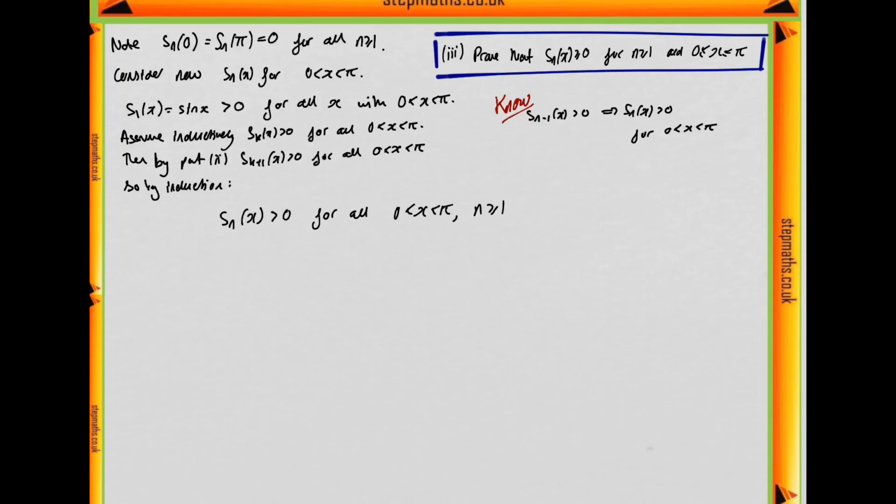Since we know it's true for n equals 1, then by induction we arrive at the result that Sn of x is greater than 0 for all 0 less than x less than pi and n greater than or equal to 1. So if we just put in the fact that the endpoints give us 0, we therefore have Sn of x is greater than or equal to 0 for all x with 0 less than or equal to x less than or equal to 2 pi, because we know the endpoints give us 0 here, and we are done.